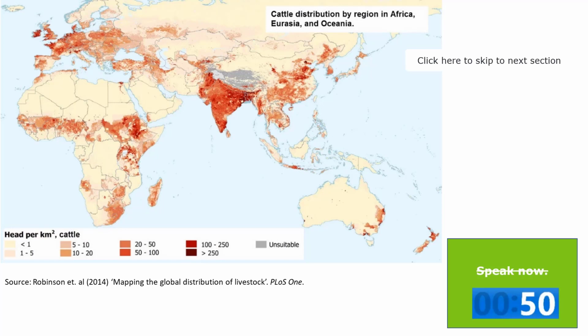The graph or the figure shows the cattle distribution by region in Africa, Eurasia, and Oceania. This is sourced from Robinson et al. 2014, mapping the global distribution of livestock plus 1. It is interesting to note that India in the South Asia leads the cattle inventory per square kilometer. It is followed by East and Central Africa and China, and also the origin of cattle in the Eurasia region.